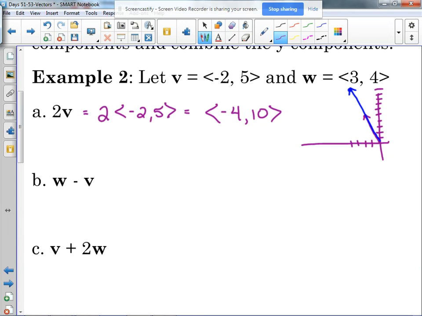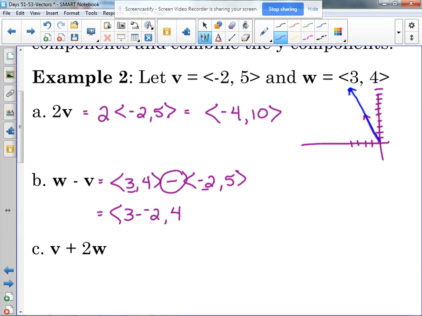All right, let's look at the second one, b, w minus v. So w, the vector 3, 4, minus the vector negative 2, 5. Whatever is in between here is what you do. So you do that with the x's and the y's: 3 minus negative 2, 4 minus 5. So we end up with 3 plus 2, so that's 5. 4 minus 5 is negative 1.